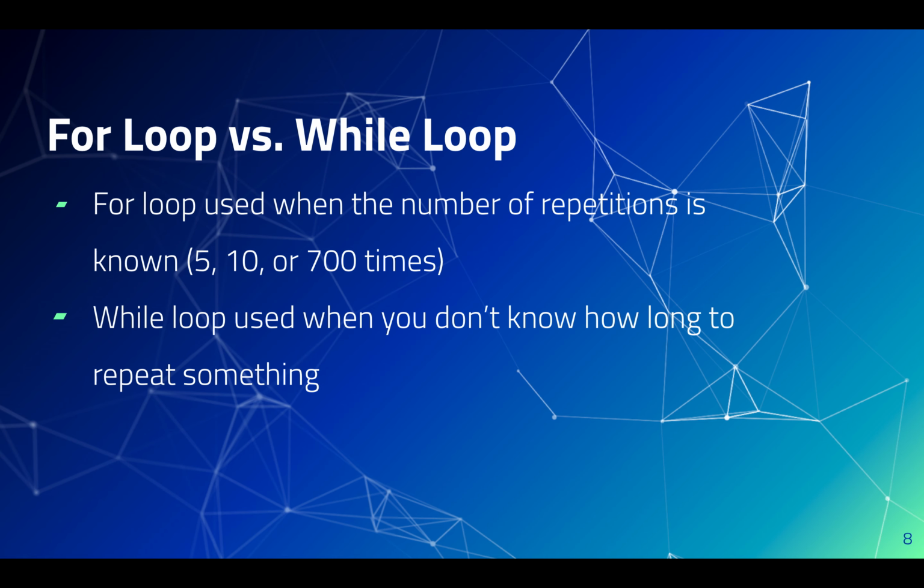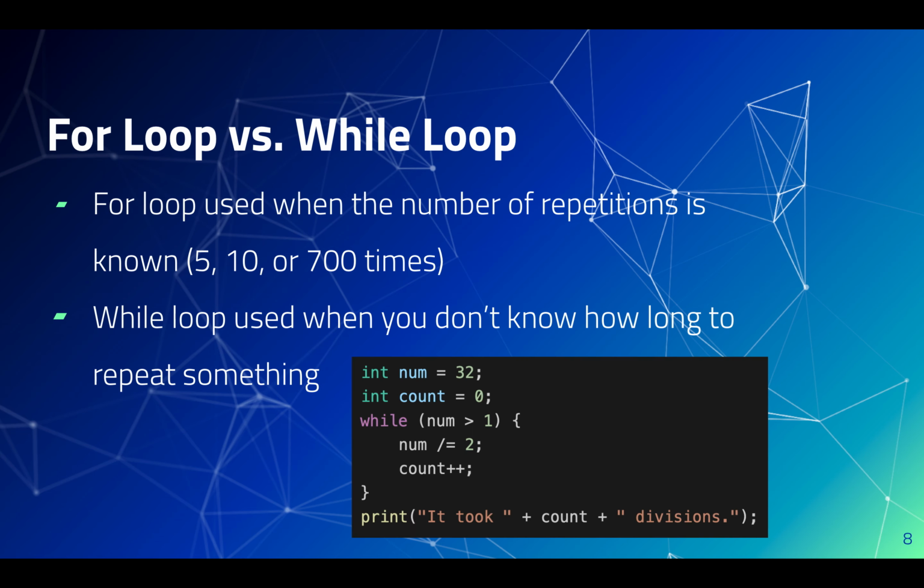So for example, if you had a number and you wanted to count how many times it takes you to get that number to 1 from dividing it by 2, you would use a while loop. So this would be the code for that. You start with your number, which is 32, and then you create a count variable, which just keeps track of the number of divisions you've done. And then you use a while loop that'll run until the number is less than or equal to 1. In each iteration, you divide the value of num by 2, and then you increment count.